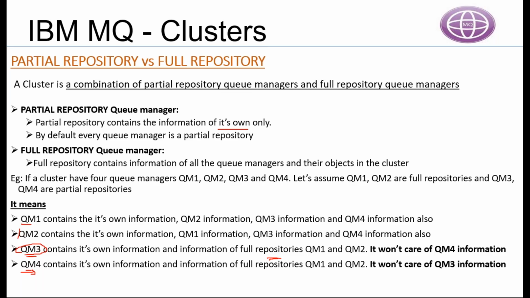Same way, QM4 being a partial repository contains its own information and also the information of QM1 and QM2, but it won't have the information of QM3 because QM4 is a partial repository. That's the logic here.